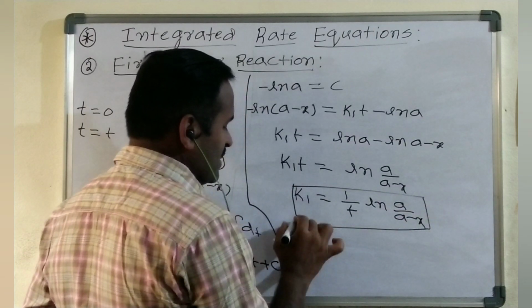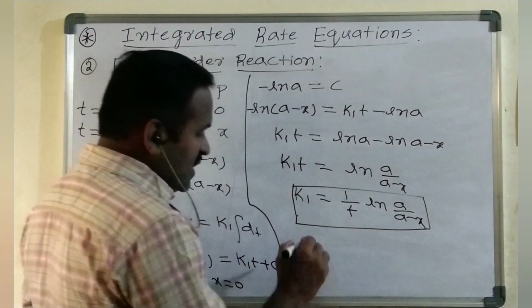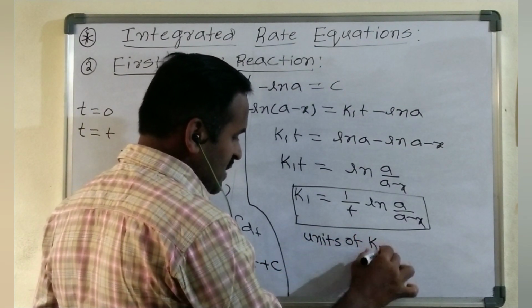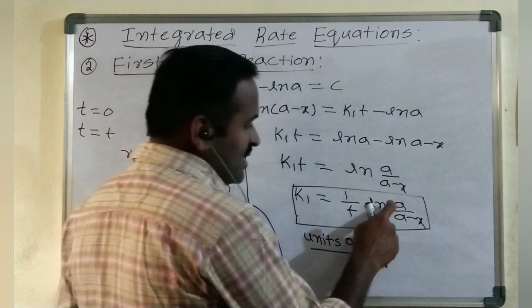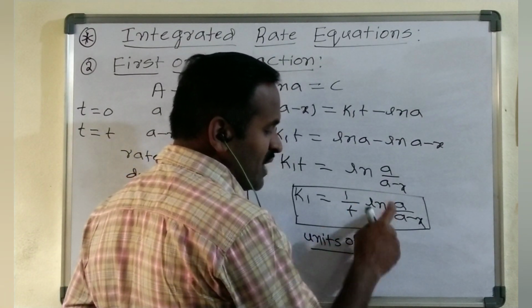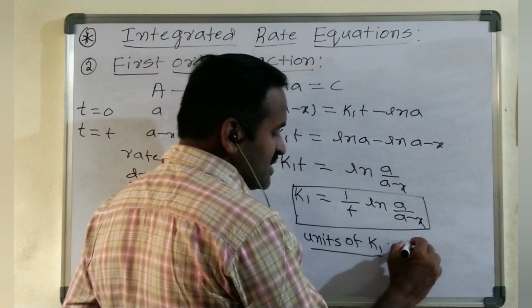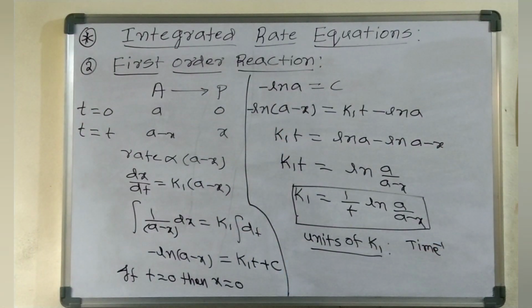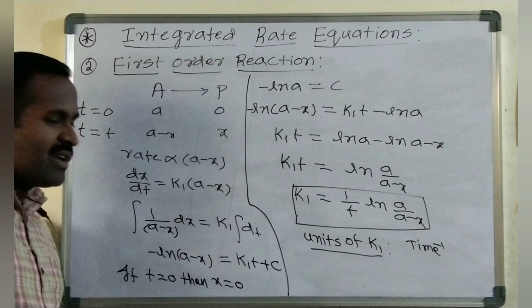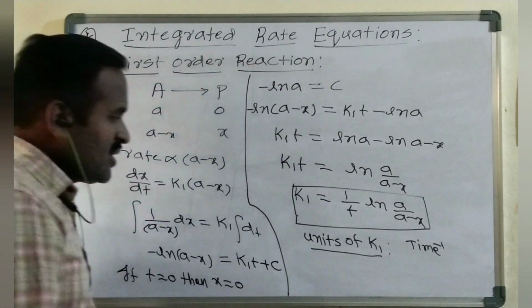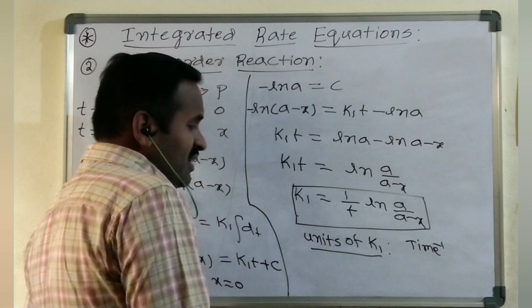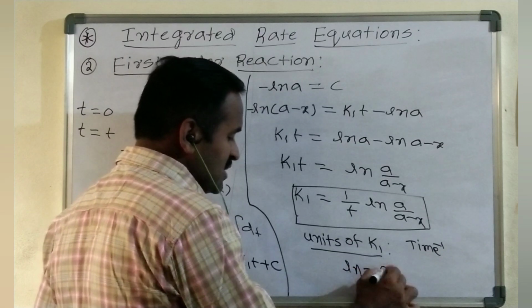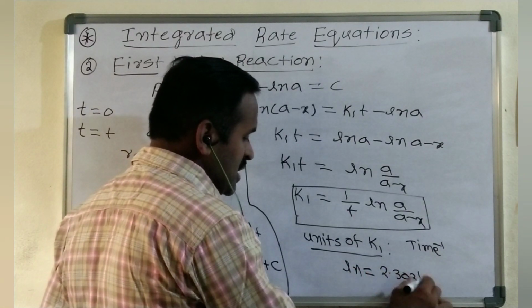This is the rate constant for the first order reaction, and now the units of k1. For the units of k1, I can write time in the denominator, and moles per liter divided by moles per liter cancel. So you will get the units as simply time inverse. The time inverse can be expressed as second inverse, minute inverse, hour inverse, day inverse, or let's say year inverse. Now generally ln is nothing but we know that ln equals 2.303 into log.